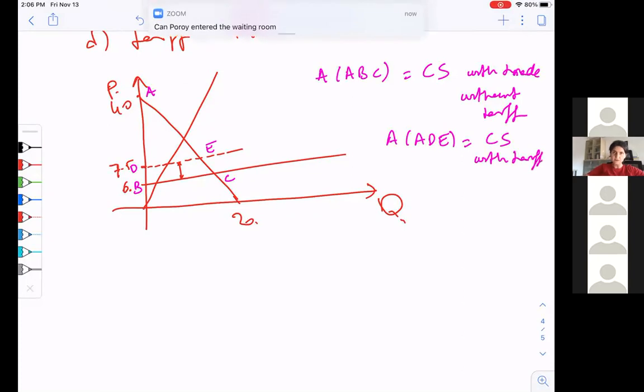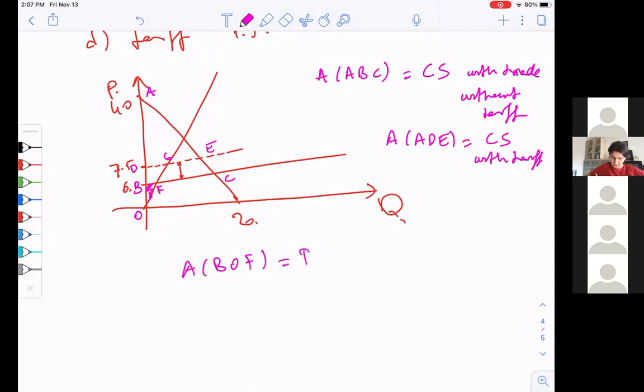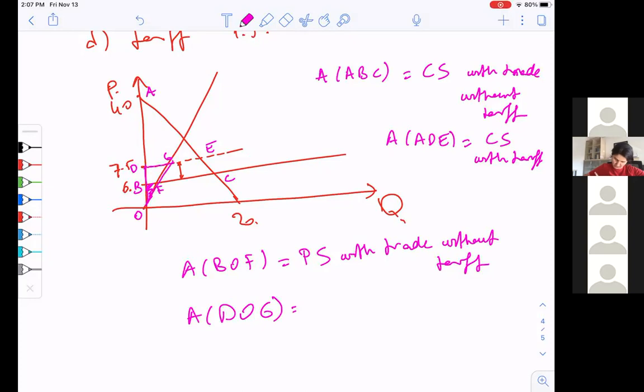After the tariff, consumer surplus decreased because people are buying at a higher price, right? Then who's helped? Producer surplus, right? So let's say this is BOF, and let's say this is G. Area of BOF was the producer surplus with trade without tariff, and the area of DOG, this triangle, is the producer surplus with tariff.